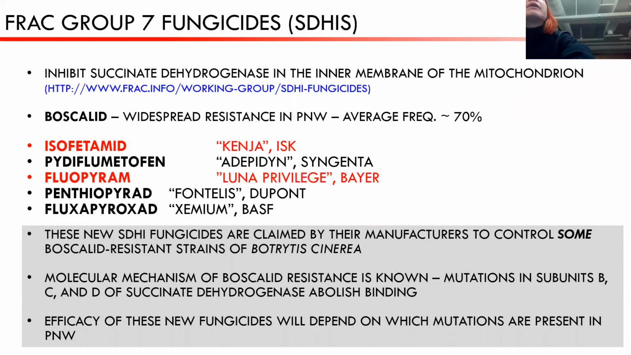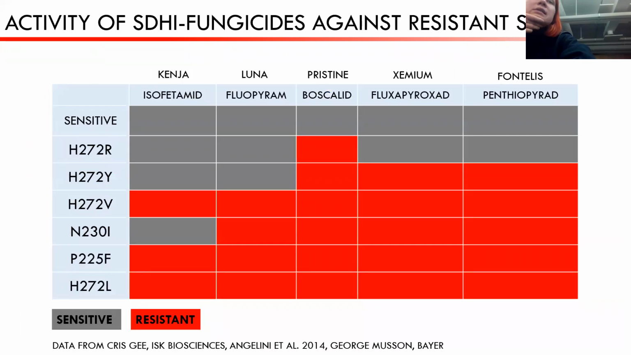We also know the molecular mechanism of boscalid resistance. So we know exactly where the mutation happens, in what gene, and we can easily detect it in the lab. So we know where to look in order to see the mechanism of resistance. And we also know that the efficacy of these new fungicides will depend on what type of mutation is present in Botrytis in the Pacific Northwest.